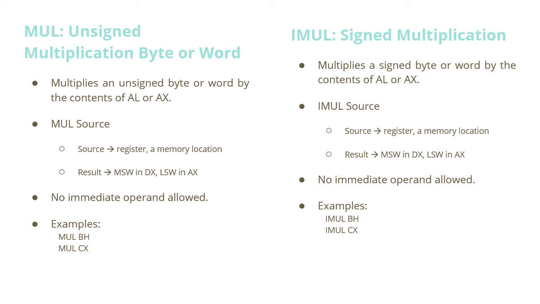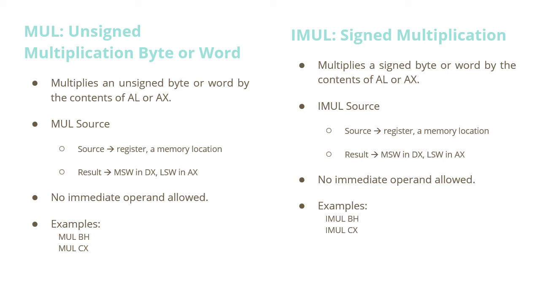The most significant word will be stored in the DX register and the least significant word will be stored in the AX register. Here no immediate operands are allowed. The example of the MUL instruction is as given here. The first example is MUL BH. Here what happens is that the contents of the BH register is getting multiplied by the contents of the AL register, and the result will be stored in the AX register.